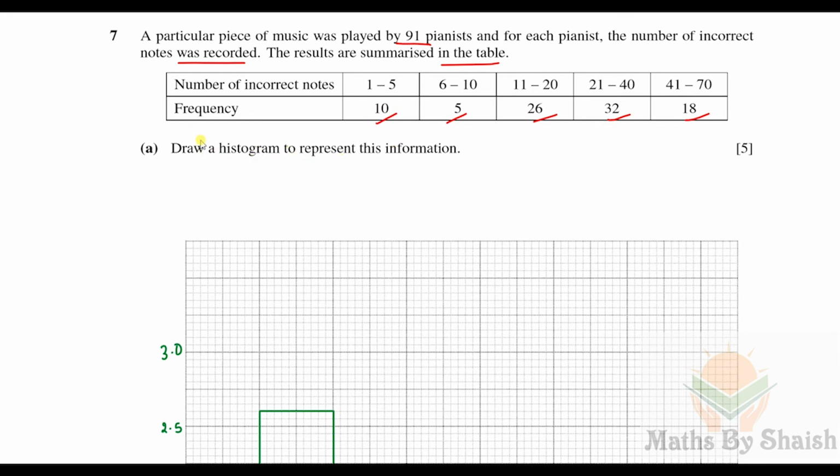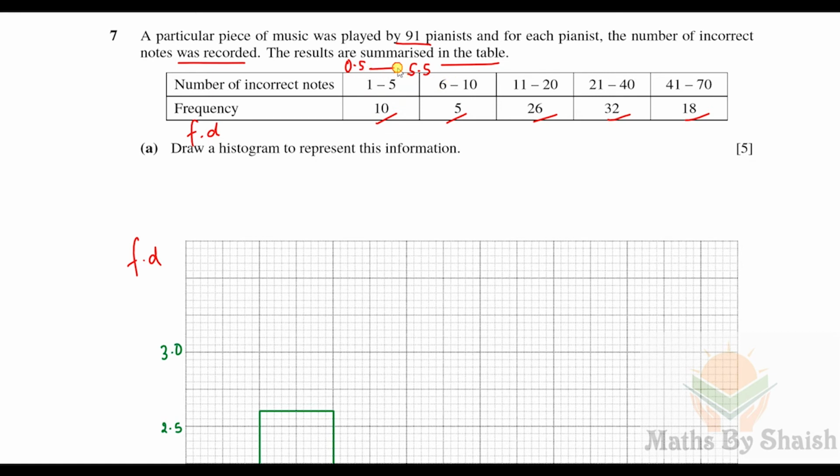So for a histogram we require the y-axis as frequency density, so we'll write frequency density here, and before that we require the width of the class interval. The class intervals are 1 to 5 and 6 to 10, so we need to fill this gap. The way to fill the gap is we divide this width into two equal parts. Between 5 and 6 there is 5.5, so this is going to be the upper limit for the first interval, and for the second interval it is going to be the lower limit.